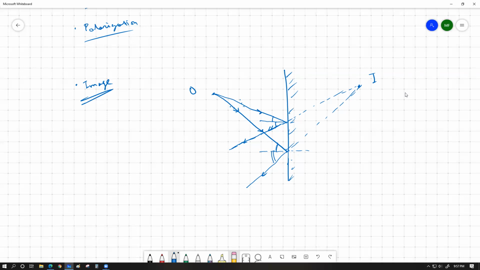Now, the reason a virtual image actually exists is because of the way our eye is trained to see things. So why do we see a virtual image even though the object doesn't exist there? Why do we see it in the first place? This is the part where our brain comes in.